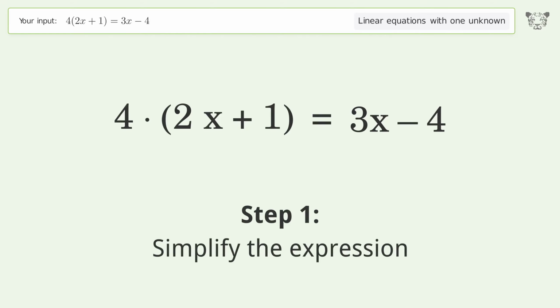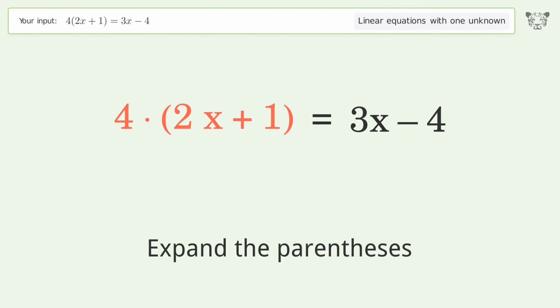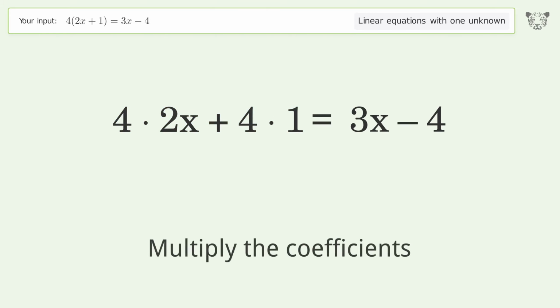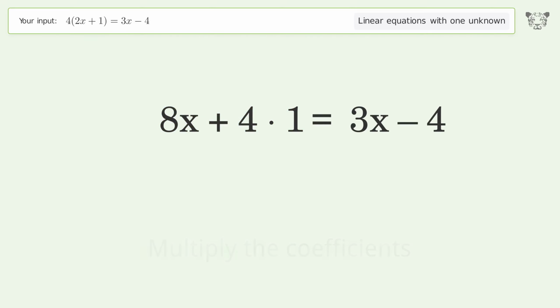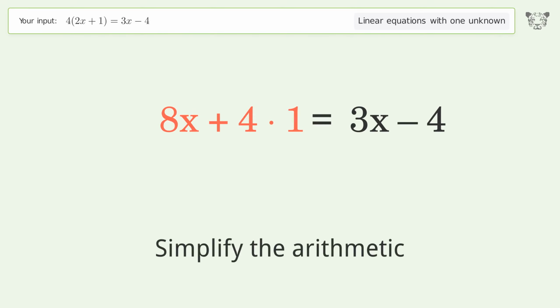Simplify the expression. Expand the parentheses. Multiply the coefficients. Simplify the arithmetic.